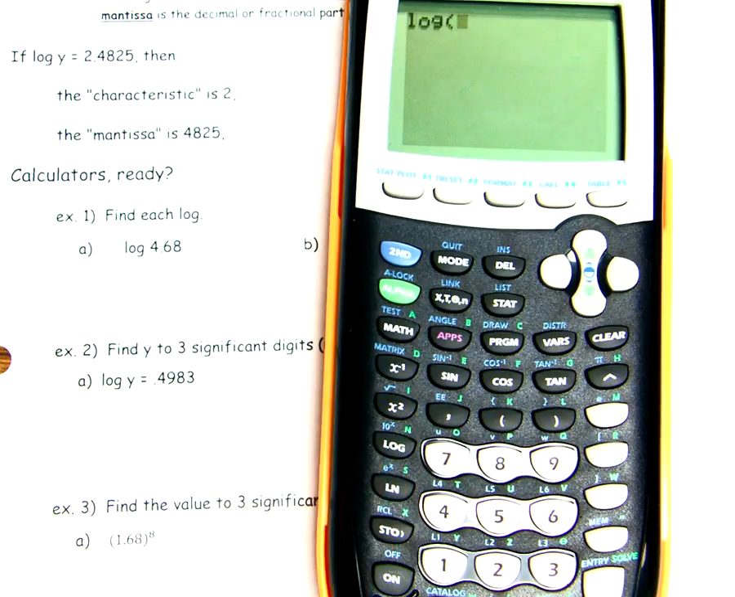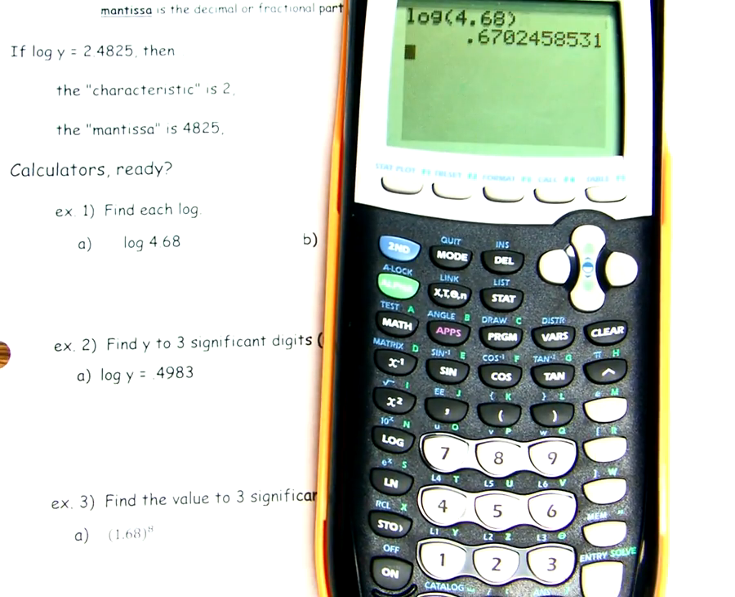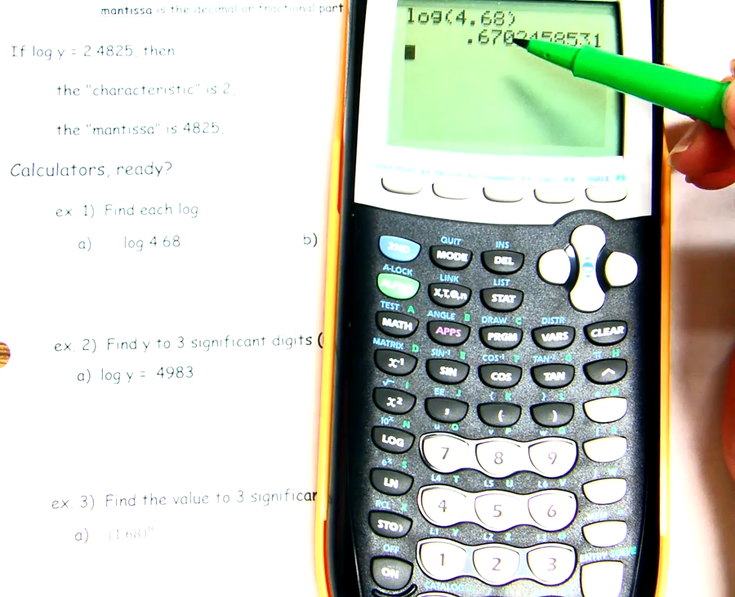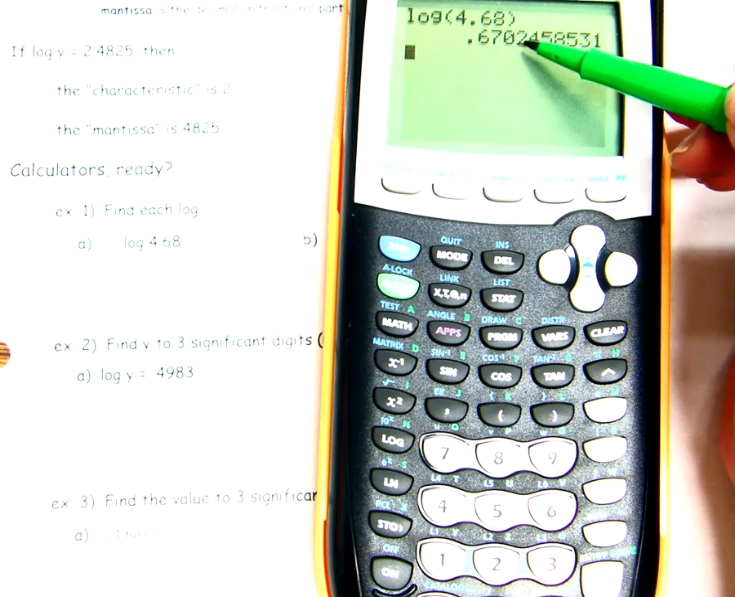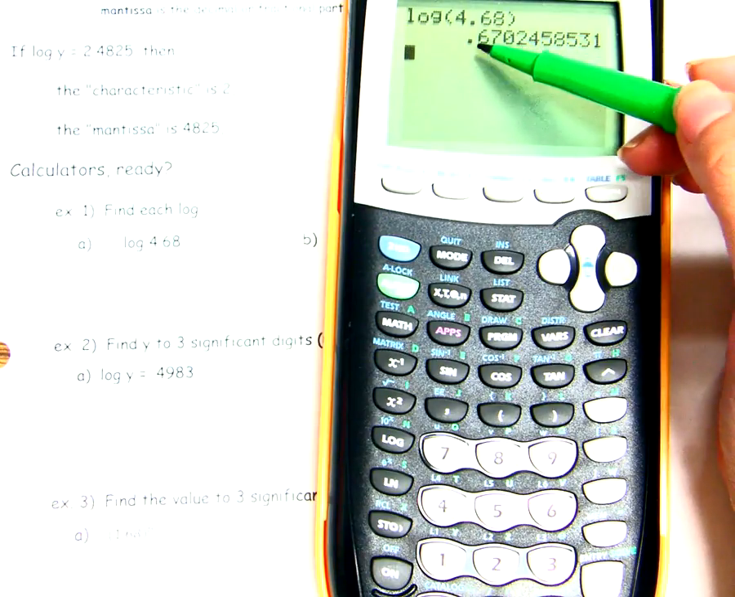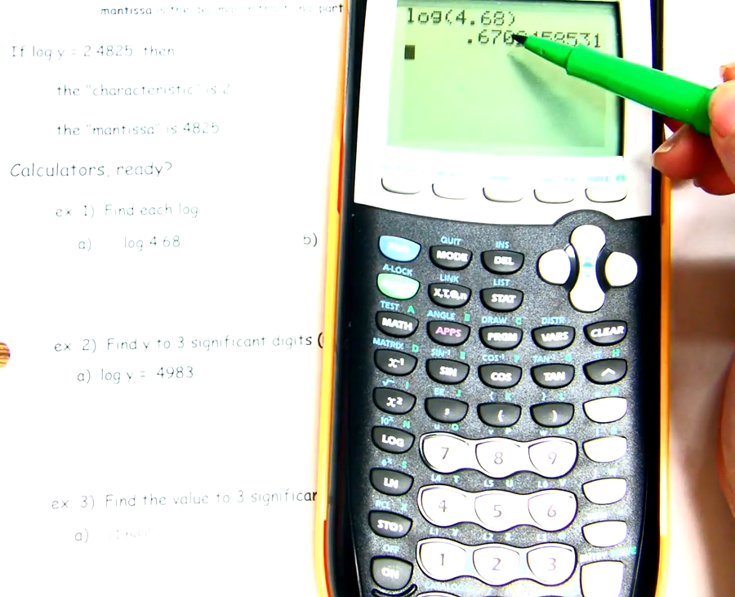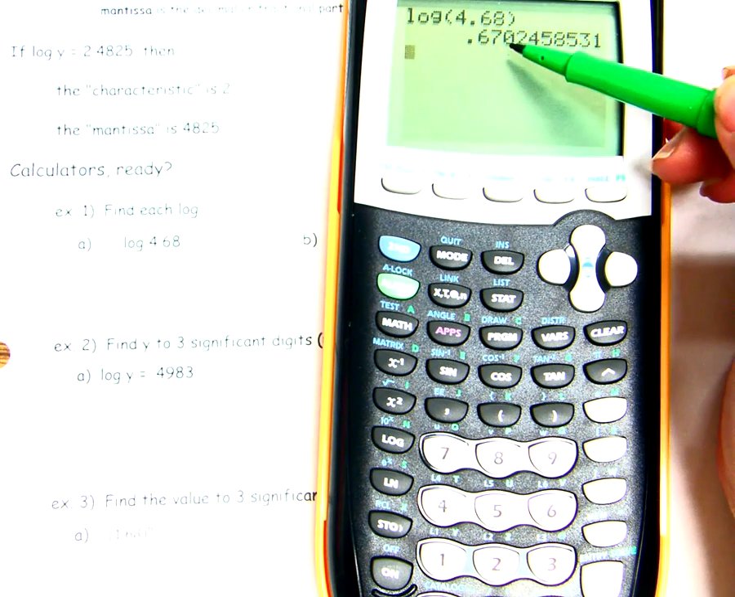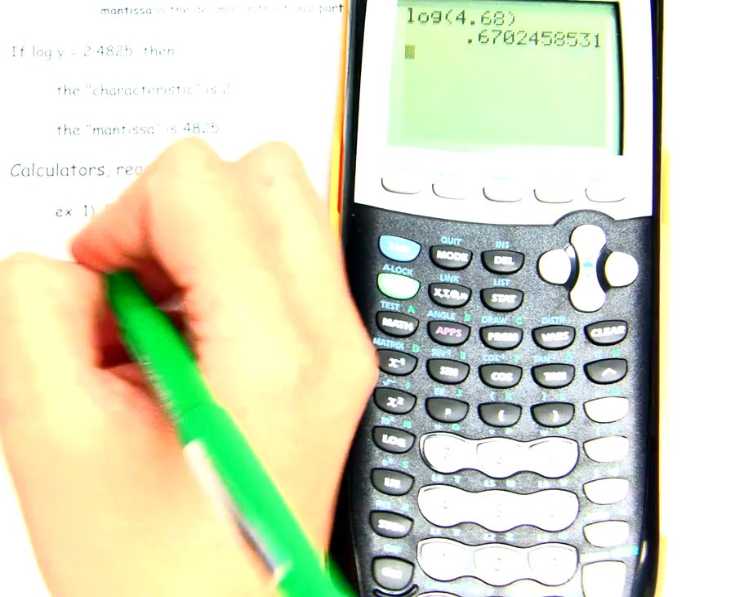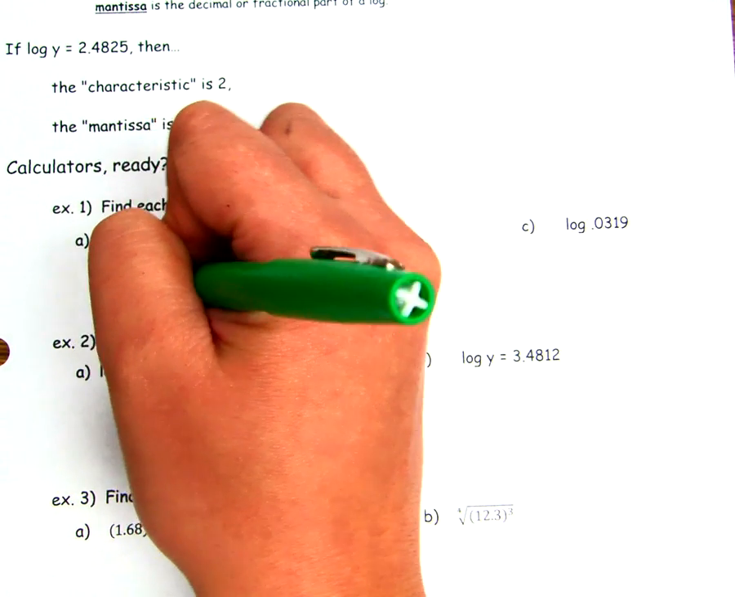So I'm going to go ahead and press log. I'm going to enter 4.68, which has 3 significant digits, so I'm going to round to 3 significant digits. So in this case, 1, 2, 3, and rounding it still keeps it as 0.670. The 0 is significant because that shows that there are more digits to follow, but I am rounding. In this case, the 2 is going to keep it as 0, so this would be approximately 0.670.